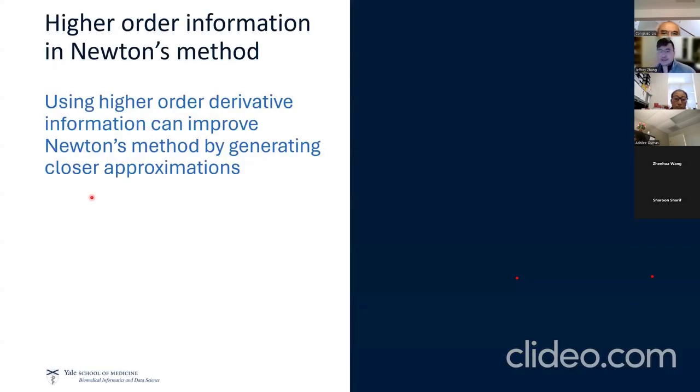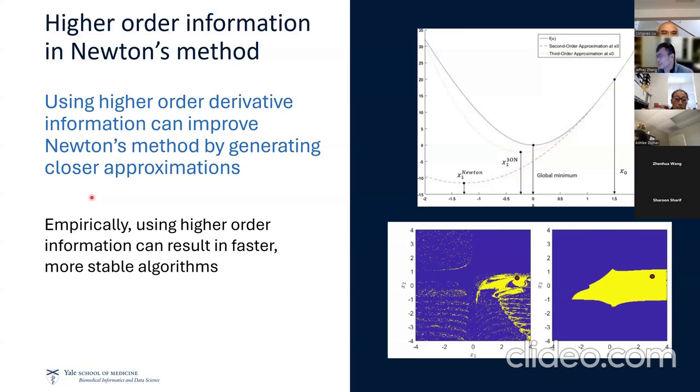So the idea of using higher order information in Newton's method isn't new. For at least 300 years, people have been thinking about how to use higher order information in Newton's method. At least in the univariate case, it's possible to do this. Of course, the idea is that if you have more derivative information, you can get better approximations of the function you want to minimize.